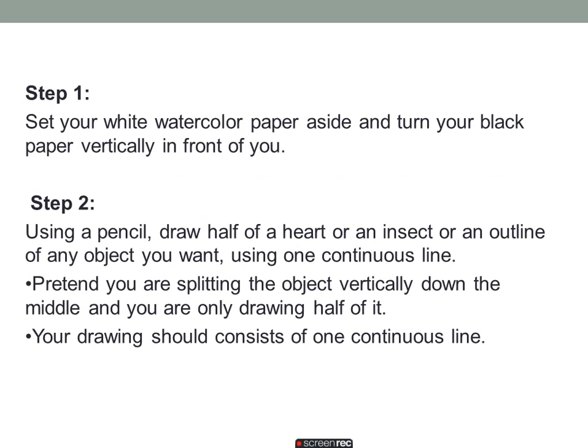First step, set your white watercolor paper aside and turn your black paper vertically in front of you. We will use the black paper first. Step 2, use a pencil. Draw half of a heart or an insect or any outline of any object you want, using one continuous line. Pretend that you are splitting this object vertically down the middle and you are only drawing half of it. Your drawing should consist of one continuous line, like an outline of the heart is one continuous line. Just draw half of it.